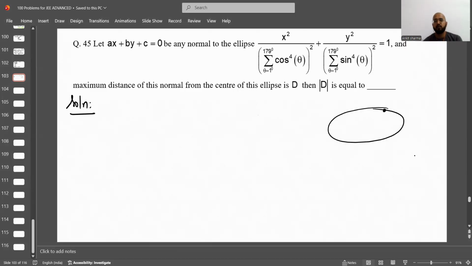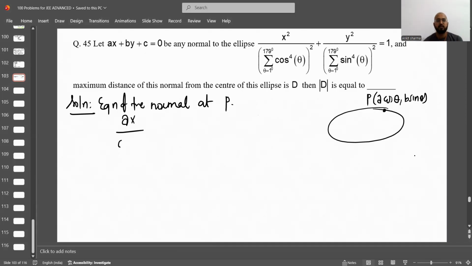Okay. And I take a point here P, which is going to be (a cos theta, comma b sin theta). So, since we do not know what this a and b are, we'll take a cos theta, comma b sin theta. Now we want the equation of the normal. So the equation of the normal at P is going to be ax by cos theta minus by by sin theta is equal to a square minus b square. That's the equation of a normal.